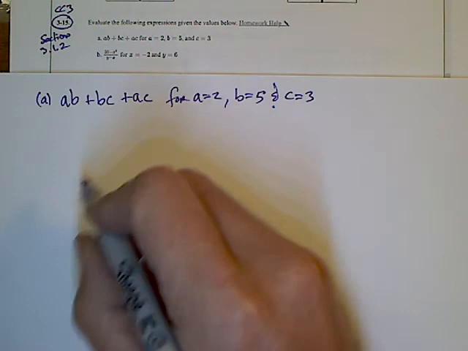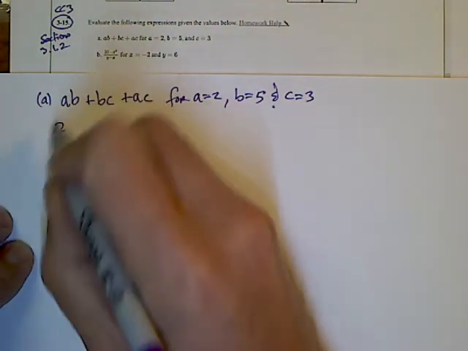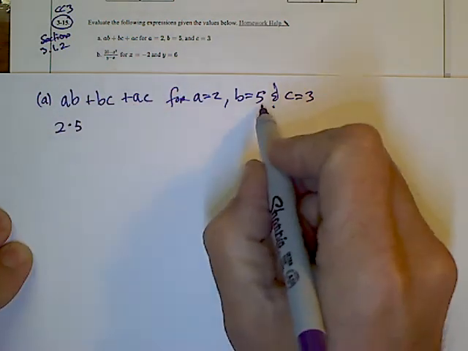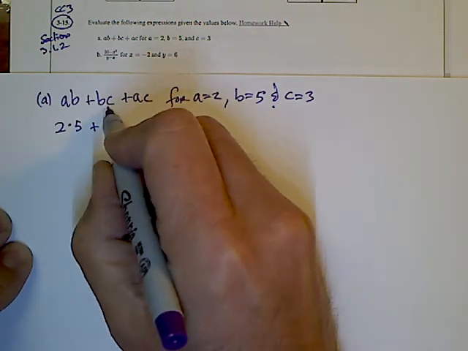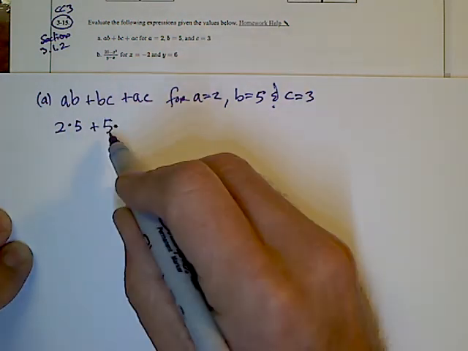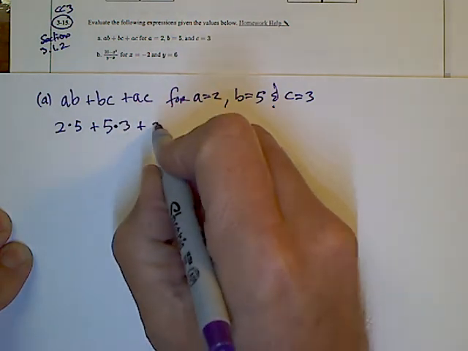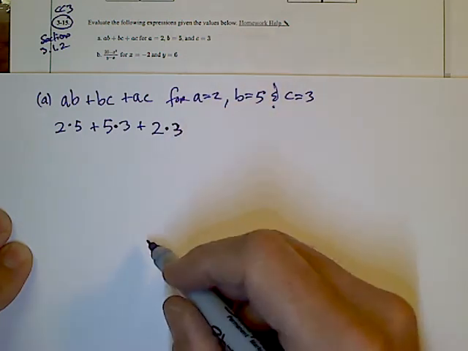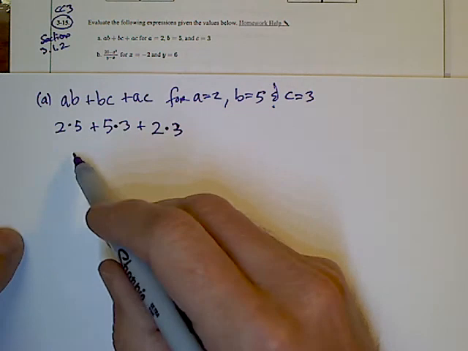So A is 2. So it's 2, and then when you have a variable next to a variable, that means multiplication. So it's 2 times 5, because B is 5, plus, well, B is 5, times BC means B times C. So 5 times 3, plus, again, A was 2, so A times, and C is 3. So I've got to do the order of operations, do some math.